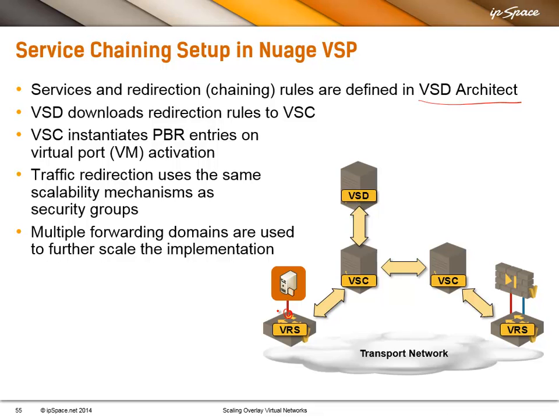From the scalability perspective, the traffic redirection uses the same mechanisms as security groups. So you can define groups and then you say, well, traffic going between this group and this other group has to go through the firewall. If you have large-scale implementations, they are using additional tricks with multiple forwarding domains that I'll not go into here. If you want to know more about that, send Dimitri an email and he'll give you more information.